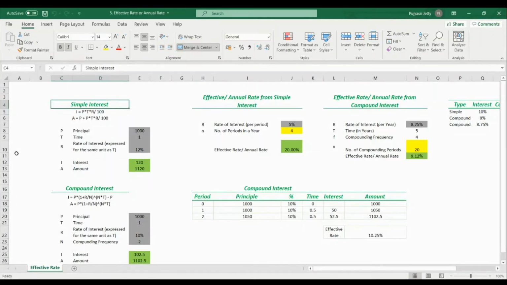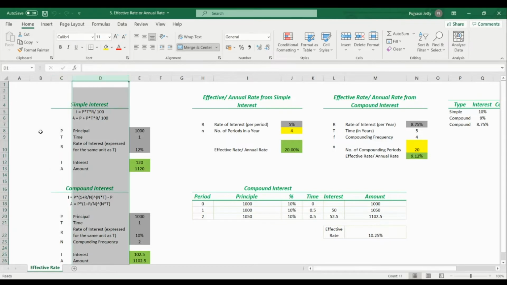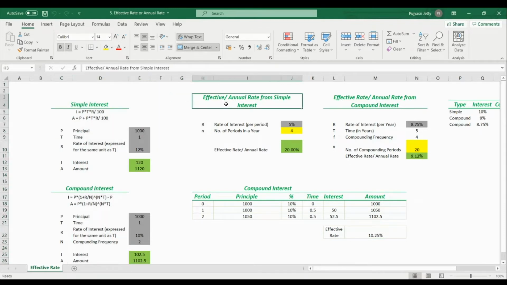In the Excel on the screen, on the left side you can see Excel calculators for simple and compound interest. I have discussed these in our simple and compound interest video, so I am not going to take you through this. Moving on the right side you can see calculators to convert simple interest and compound interest into effective rate or annual rate. Let's have a look at these. In the first one, you can convert simple interest into annual rate. But in 99% of the situations, you don't need to convert simple interest into annual rate.